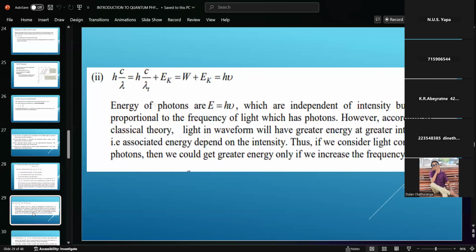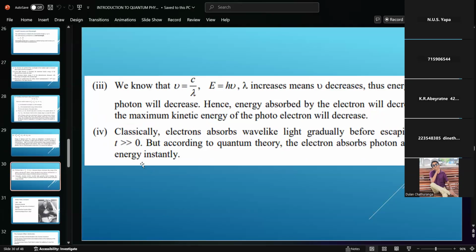You can also explain this, right? We know the third one, right? v equals c over lambda. This is the equation, and E equals h nu, that is hc over lambda. Lambda increases means the frequency decreases, right? Then h nu decreases, since the frequency decreases.